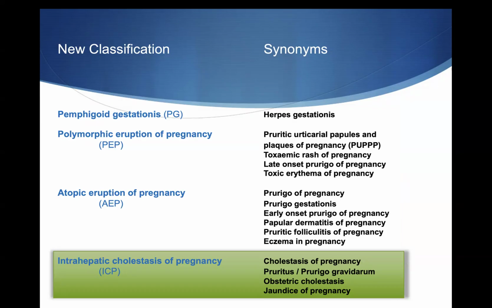So a few years back, there was a reclassification of this topic, and you see some of the older names on the right and the new names on the left. There's actually four conditions. We're not going to talk about cholestasis because it doesn't really have a skin manifestation other than just scratching. So we're going to focus on these other three that actually have dermatologic manifestations.